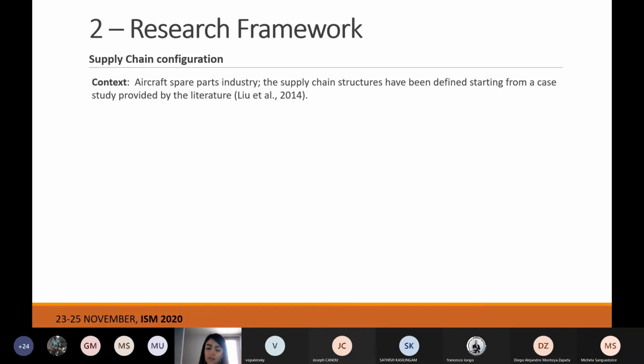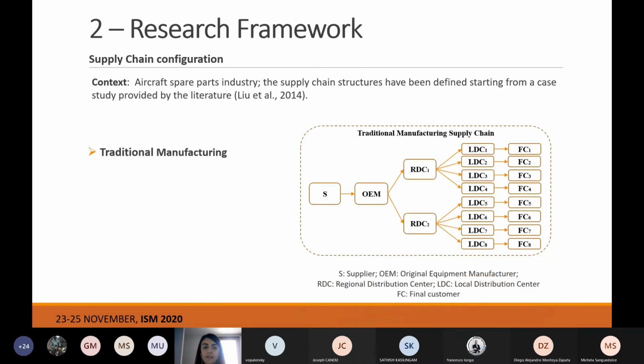As said, three different configurations have been studied and modeled. The first one is based on a traditional manufacturing strategy. In this case, we have a conventional centralized supply chain with just one producer who manages and controls the world production. He supplies the product to two big regional distribution centers who serve smaller warehouses located close to the final customer.